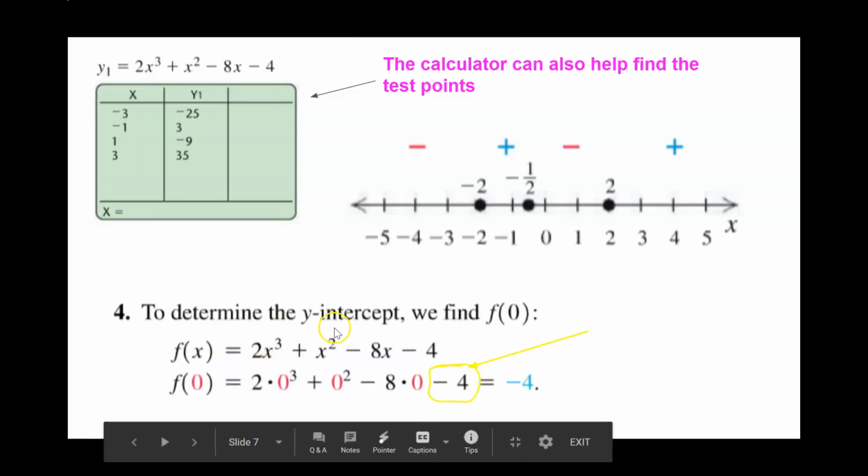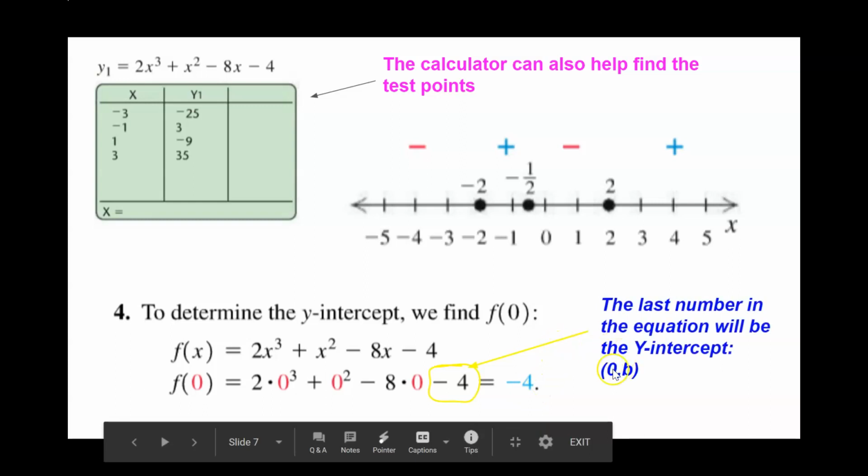So now we're going to determine the y-intercept. Again, it's going to be the last number in the equation, because once we place that 0 in for x, all these terms go away, leaving just negative 4. So negative 4 would be our y-intercept. Remember, put it in an ordered pair. So it's going to be parentheses 0, comma, negative 4 for the y-intercept. Don't just put in negative 4 for the y-intercept. You've got to put it as an ordered pair.